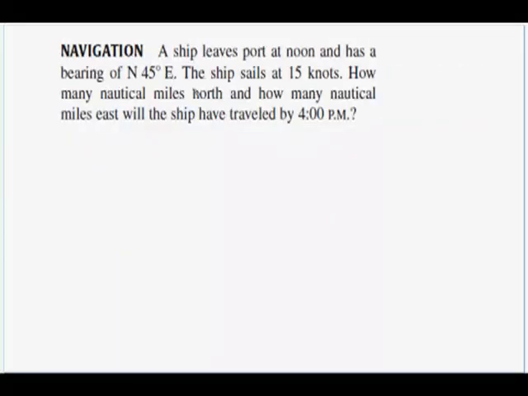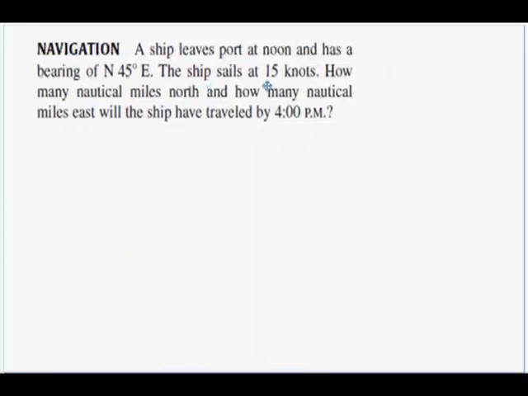And here's a little simpler navigation problem. This will be similar to a couple assigned in the homework. A ship leaves port at noon and has a bearing of north 45 degrees east. The ship sails 15 knots. At 15 knots, how many nautical miles north and how many nautical miles east will the ship have traveled by 4 p.m.?